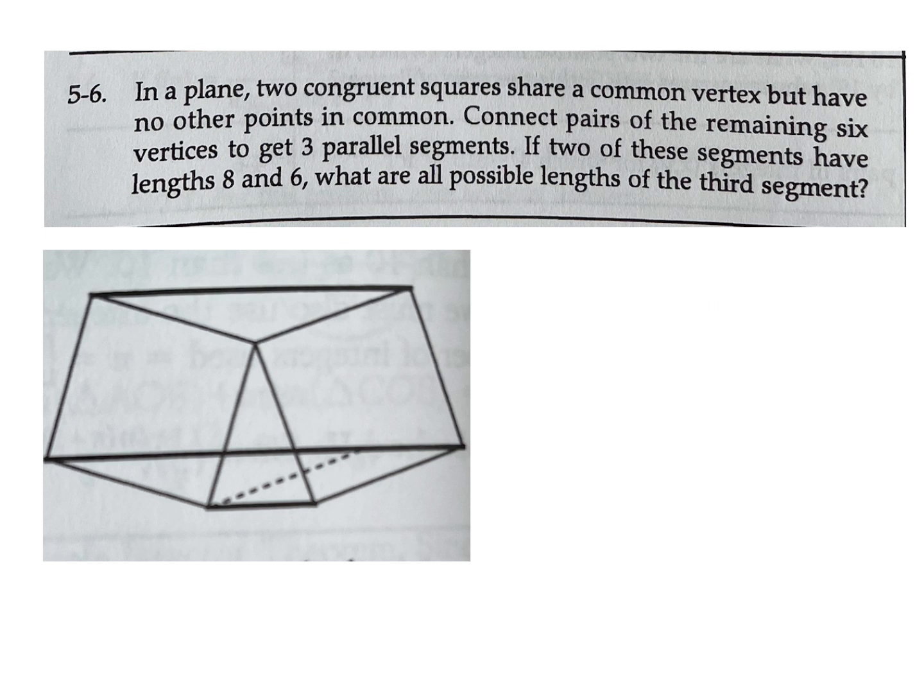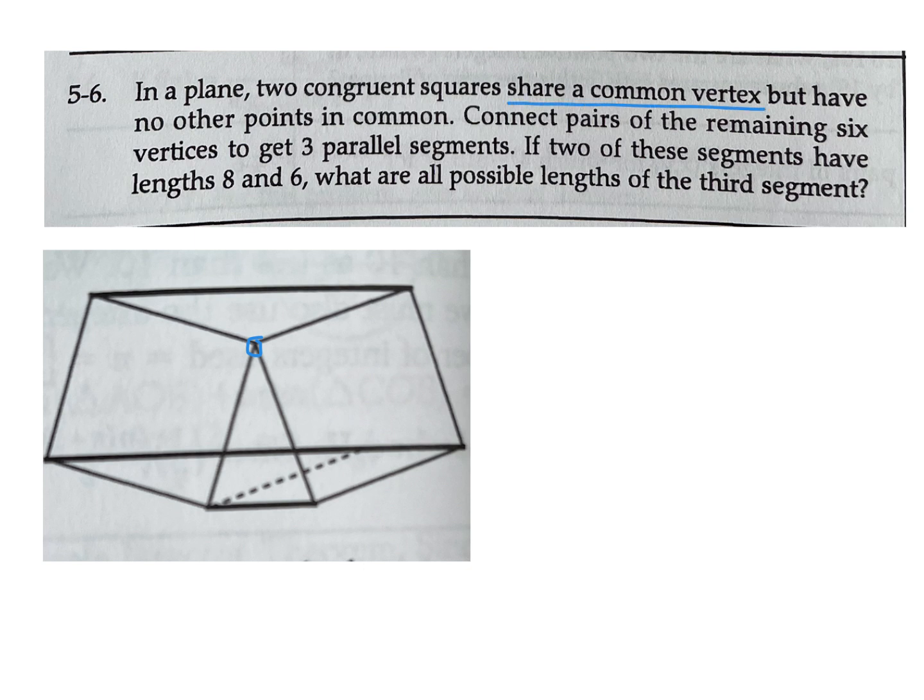In a plane, 2 congruent squares share a common vertex but have no other points in common. Connect pairs of the remaining 6 vertices to get 3 parallel segments. If 2 of these segments have lengths 8 and 6, what are the possible lengths of the third segment? So here's the diagram, and as you can see, you've got squares, and this is the one vertex that they have in common, I guess, share a common vertex.